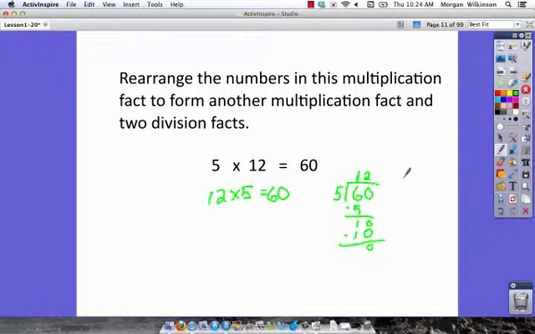So our first division fact, our next one in our fact family, is going to be 60 divided by 5 is equal to 12. And I bet you can guess what's next. 60 divided by 12 is equal to 5. And we've got our whole fact family. We've got all the problems that we need written out.